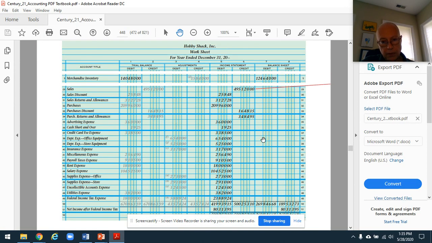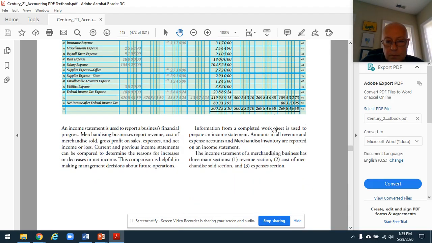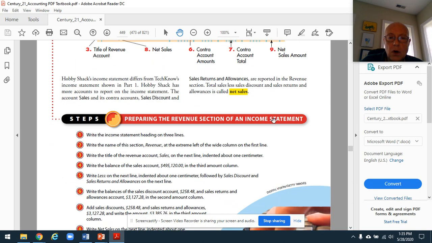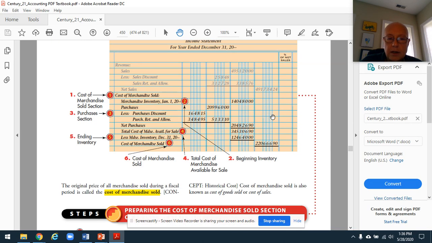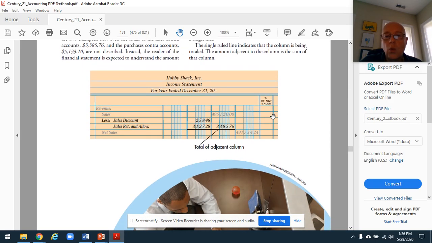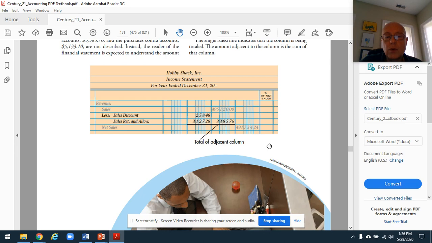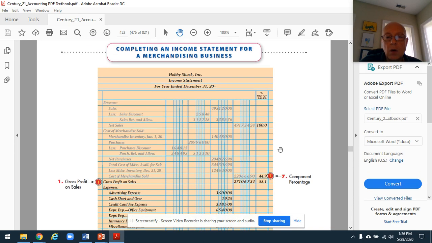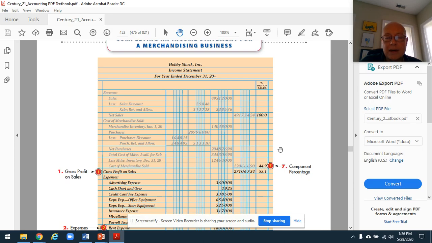Okay, so those are our two sections. So we got the revenue section and we got the cost of goods sold section. We've calculated our net sales. We've calculated the total cost of our merchandise sold. We've run the math. Okay, so we now know what our net sales are. Okay, we now know what our gross profit is.